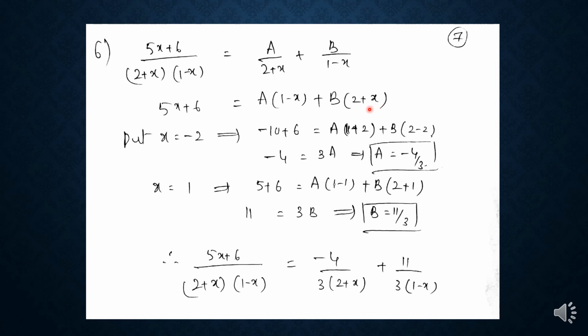Now put x is equal to certain values to find the values of a and b. Put x is equal to minus 2 one time and put x is equal to 1 the next time. Then put x is equal to minus 2 in the equation 5x plus 6 is equal to a into (1 minus x) plus b into (2 plus x).